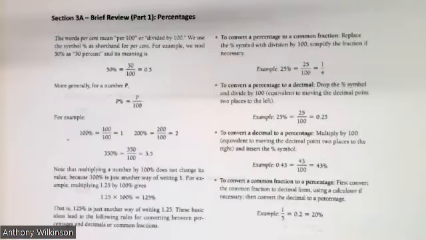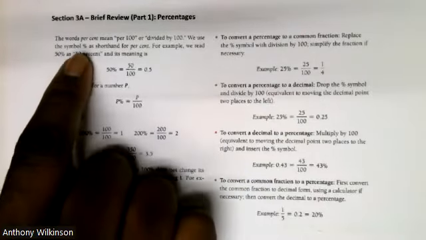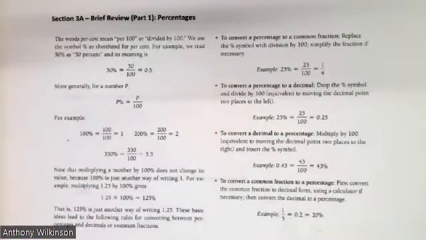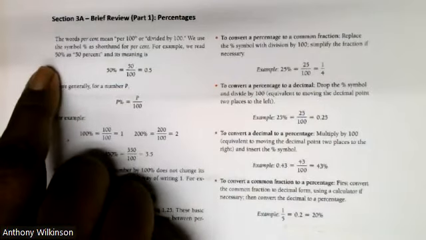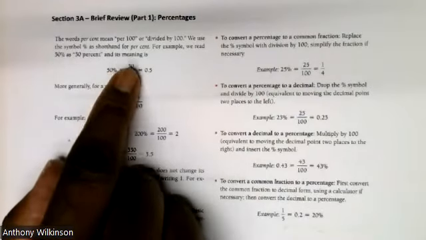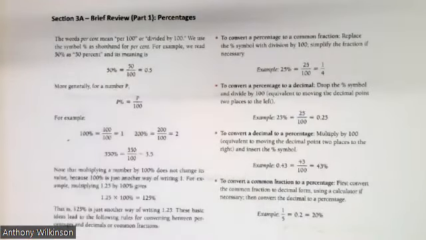Now, the word percent means per 100 or divided by 100. Here we use the symbol, which is the percent sign that you see here, as shorthand for the word percent. For example, we read the 50 with the percent sign as 50%, and its meaning is this: 50% means 50 over 100 because we take that number and divide it by 100. So 50 divided by 100 as a decimal will be 0.5.